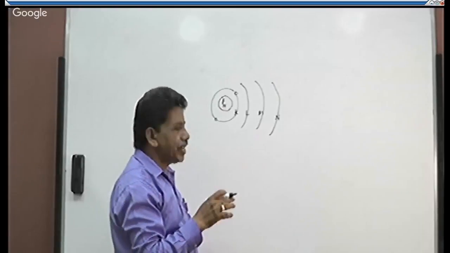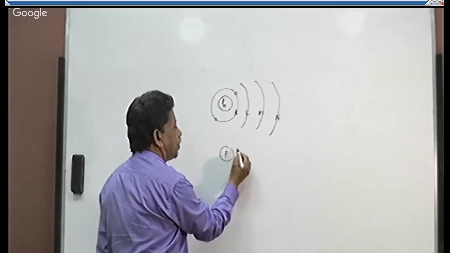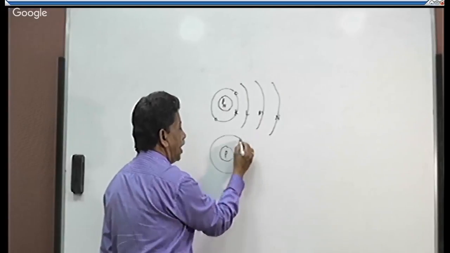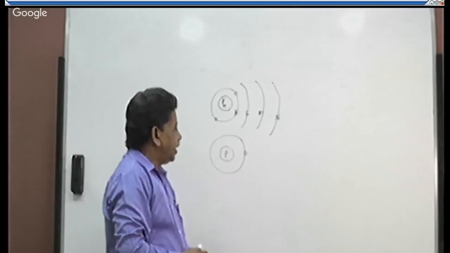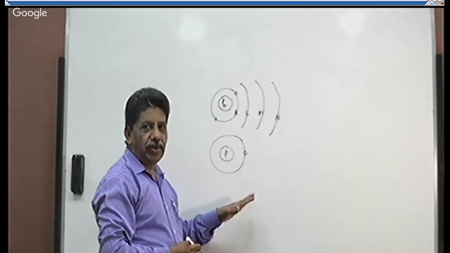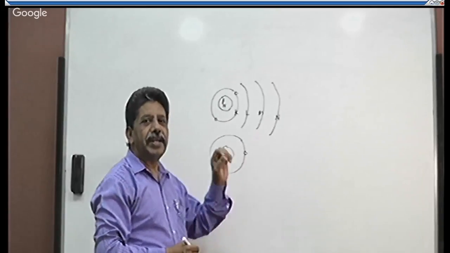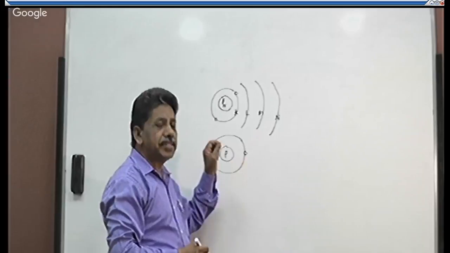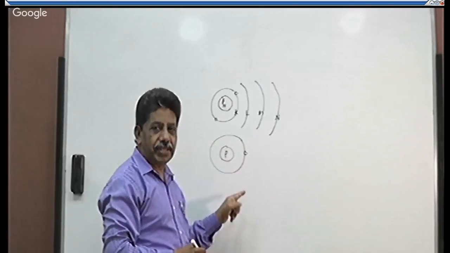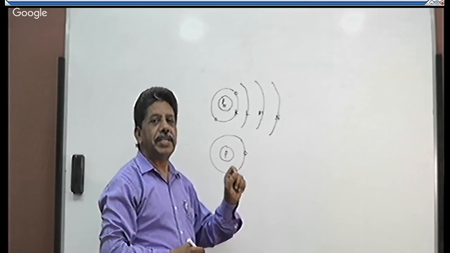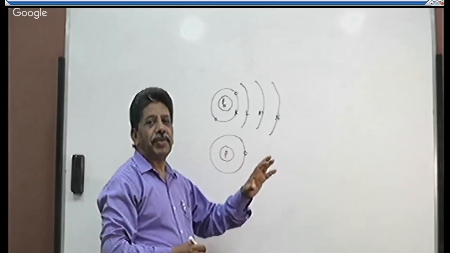And the simplest one is your hydrogen atom, which consists of only one proton in the nucleus, and only one electron is revolving around the nucleus. And this electron, no doubt, at ordinary conditions, can revolve around the nucleus in a definite orbit, which we call the stationary orbit. As long as the electron is revolving around this nucleus, no radiation is possible. No light will come out of the substance.